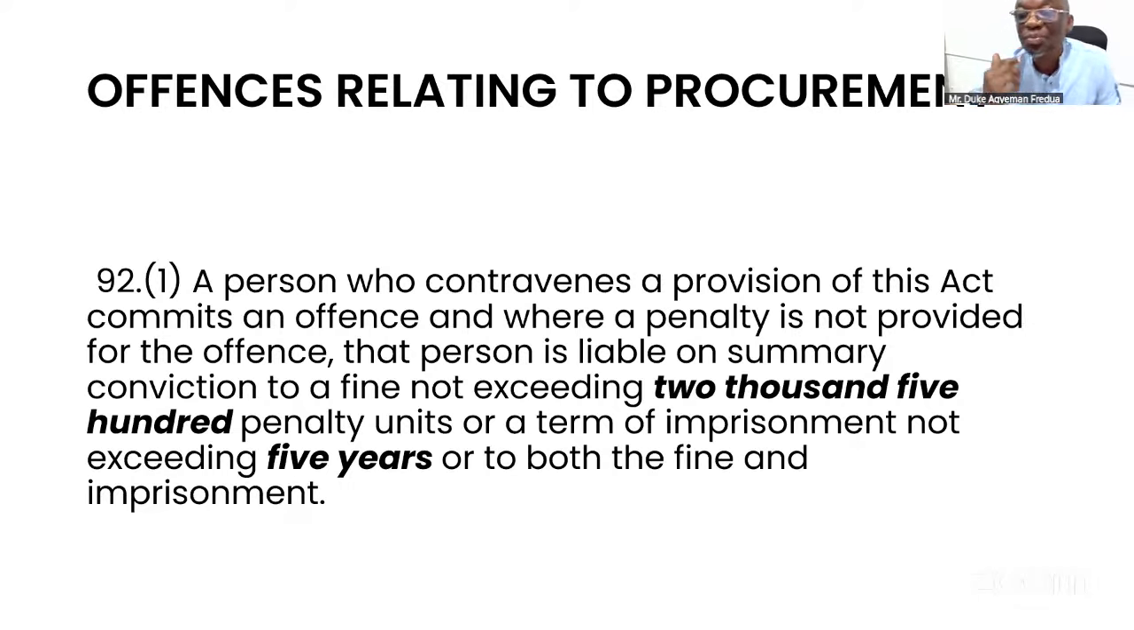And so somebody will say, okay, if I'm given the maximum, 2,500 penalty units, that's 12 times 2,500, that's about 30,000. That's 30,000 I can pay. And so what is it? But remember, you are an ex-convict. If you are not in prison and you are fined, I mean, you have been convicted. And so this is something that we have to be careful about.